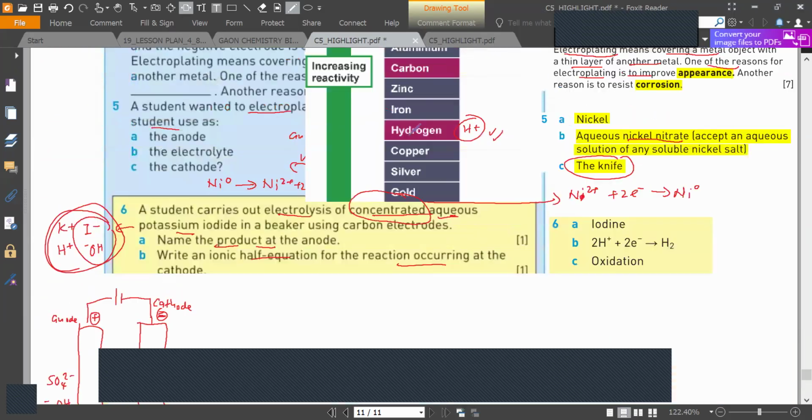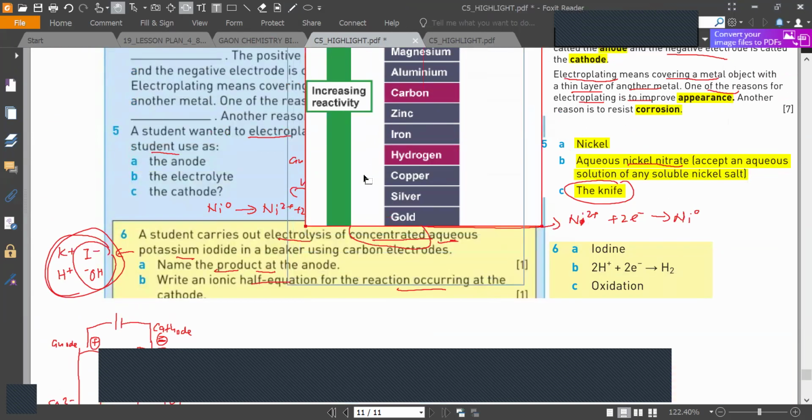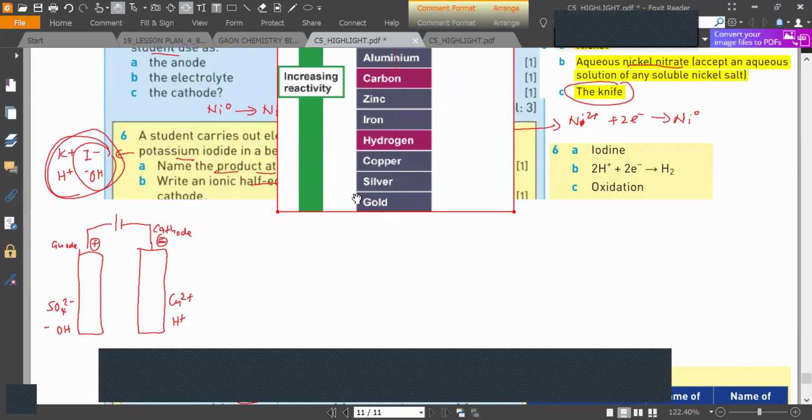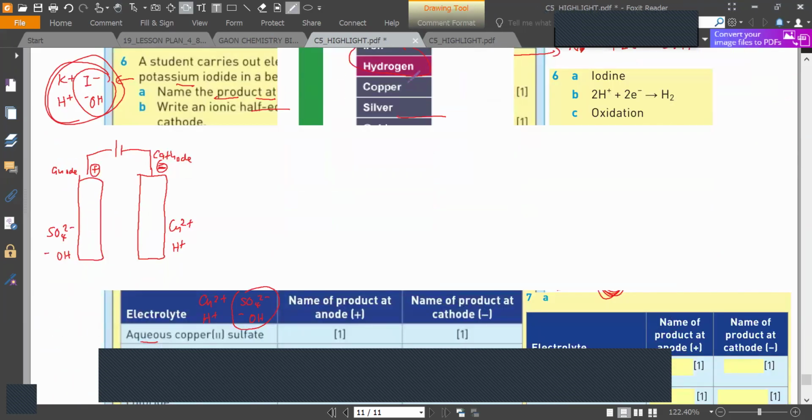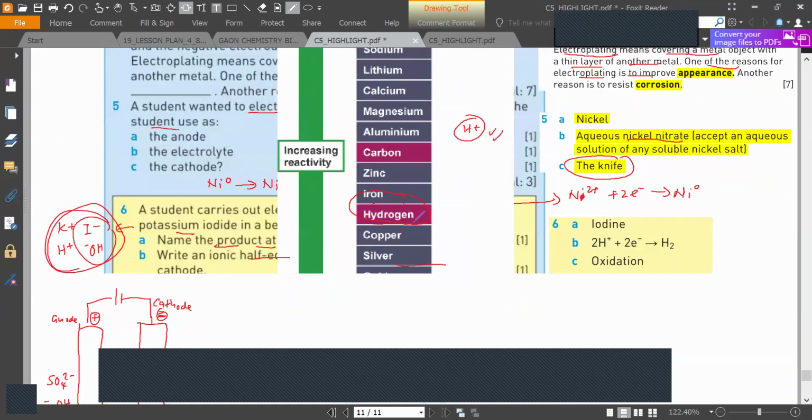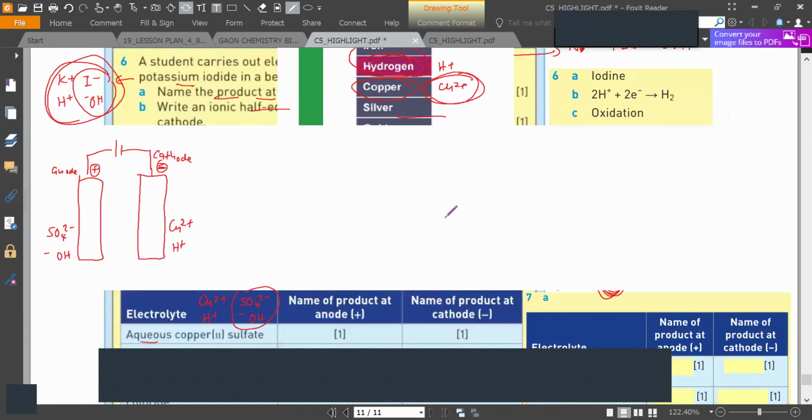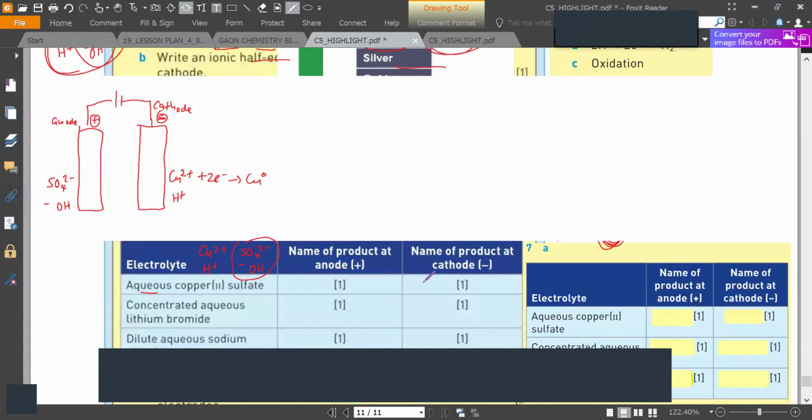Let's look at our reactivity series. We have copper and hydrogen, H plus and copper 2 plus. As we mentioned, the lower one will always react. So the copper will add 2 electrons to form copper metal. At the cathode, we will have copper metal.